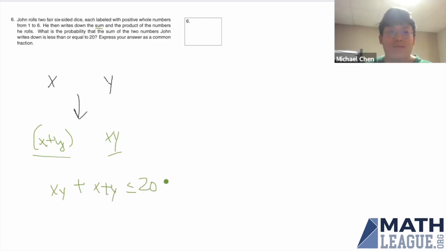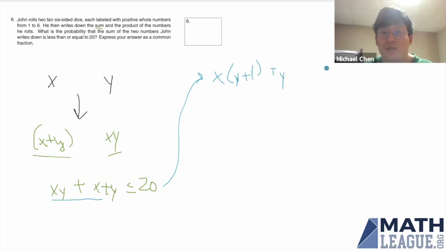Now, at this point, we can use something called Simon's favorite factoring trick. And we're going to do that by saying, well, these first 2 terms here both have an x in them. So we can factor an x out and leave us y plus 1. And then plus y is less than or equal to 20.